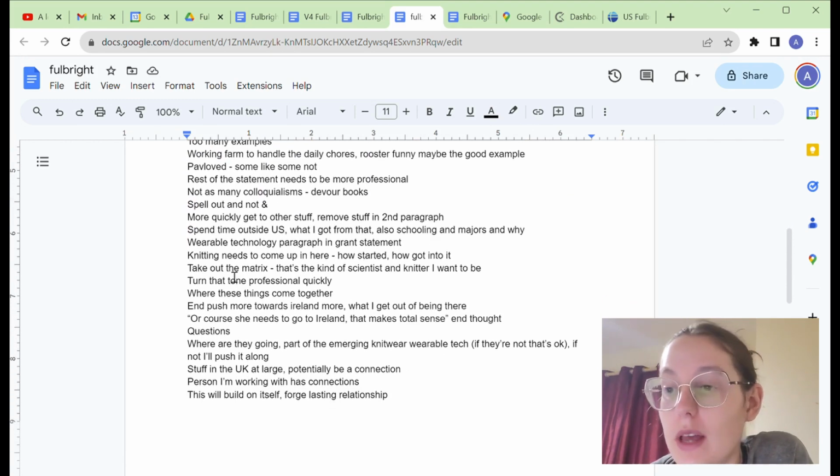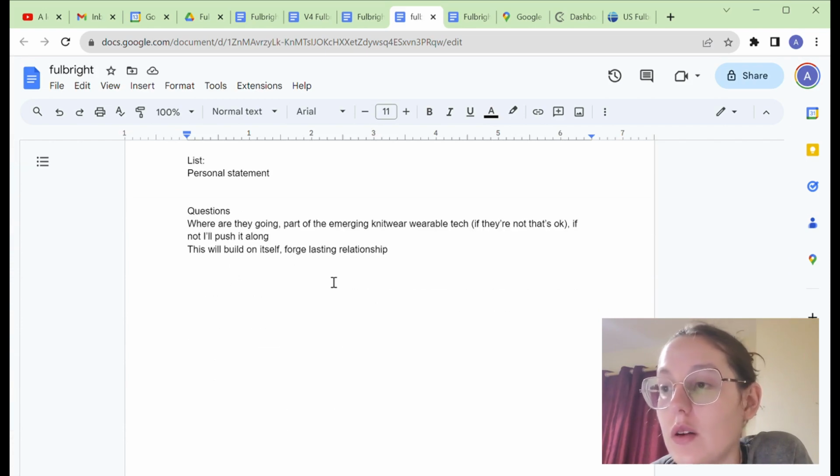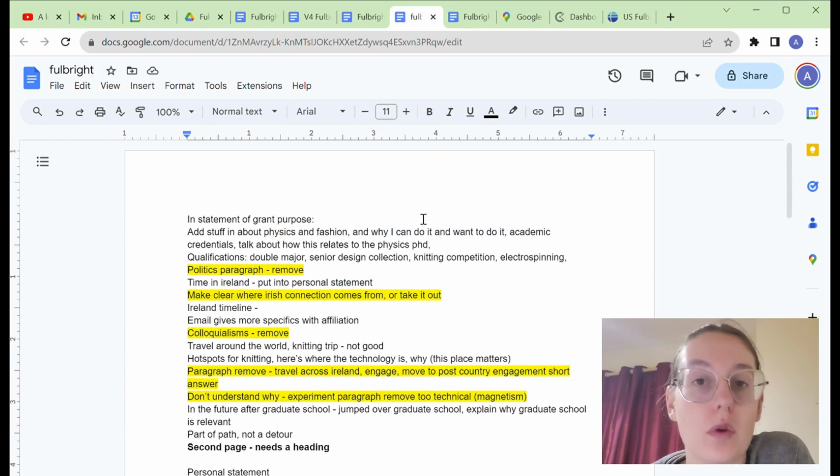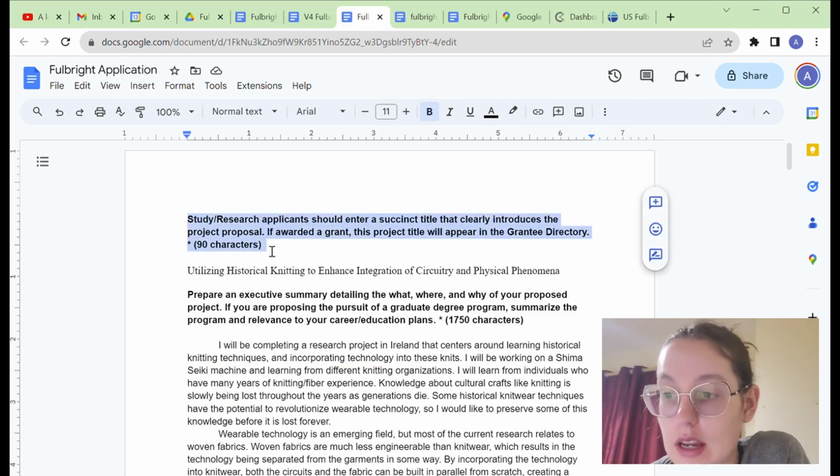I have notes in here about editing. I have questions. I was editing with some of the award advisor people in my university, and they read what I had and they gave edits, and so that was in here. On the actual application, you have a title, and so you have to be sure that it fits in the 90 characters. You come up with the title.